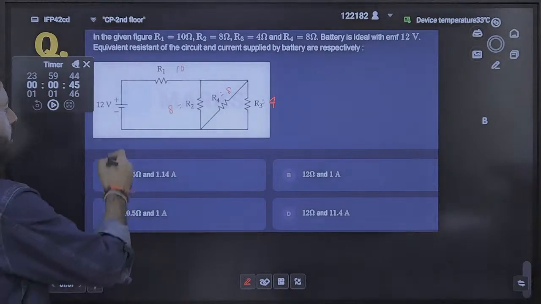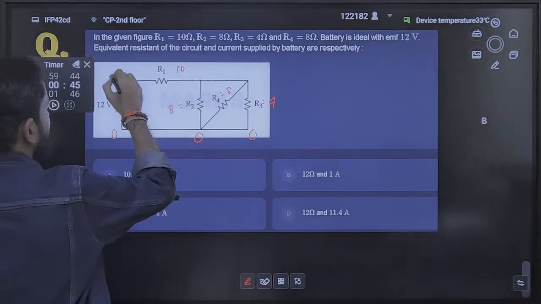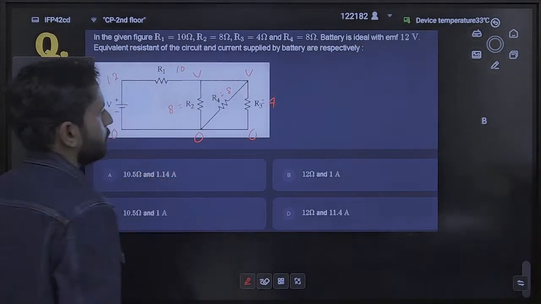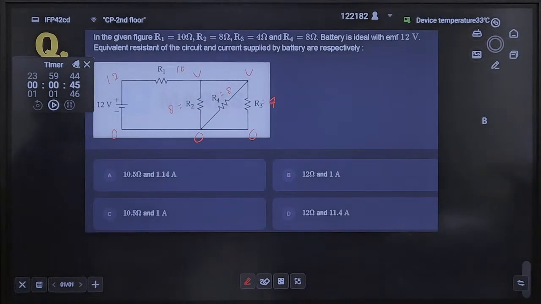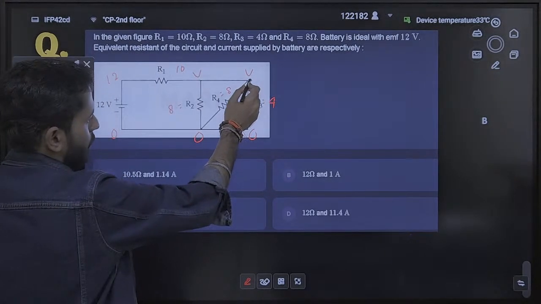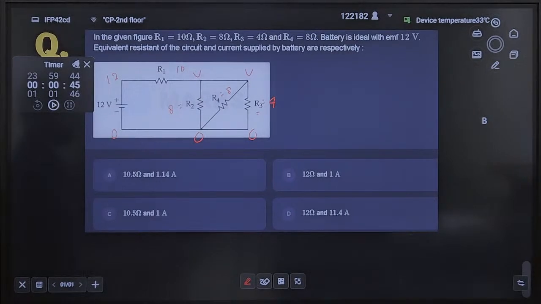Very basic question. Simply name the potentials. This will be 0, this will also be 0, this will also become 0. If this is 0, this will be 12, and let's suppose this becomes V. Now, what is the potential difference across R3? Across R4? V. Across R2? Again V. So across all these three, the potential difference is equal to V. That means they can be in parallel.